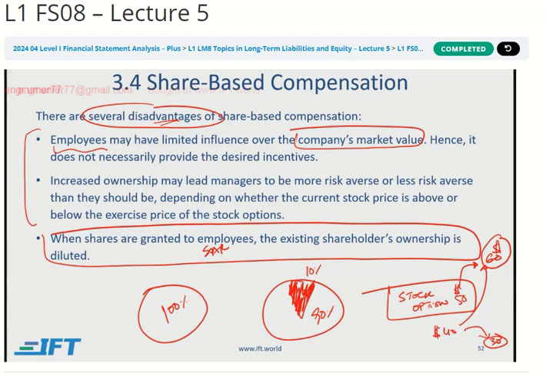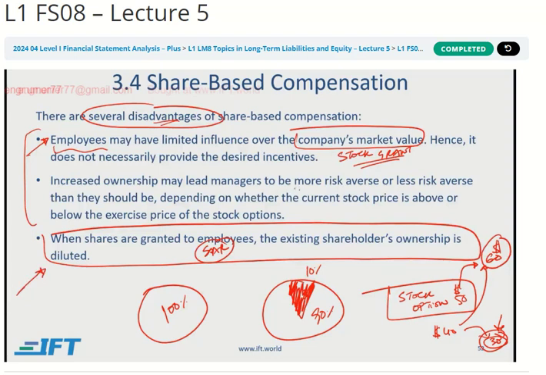But if you're giving them a stock grant, then regardless of the stock price, they're just getting these shares. And even if they are going down, at least they're worth something, right? So a stock grant doesn't have this problem. And the share appreciation right doesn't have this problem.